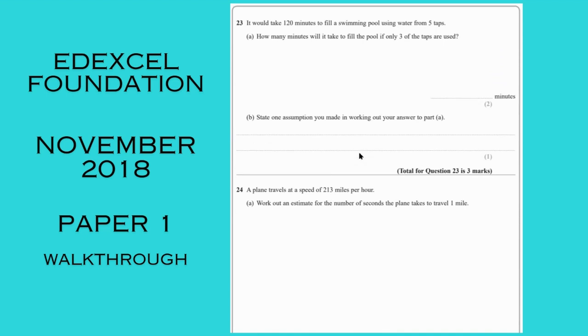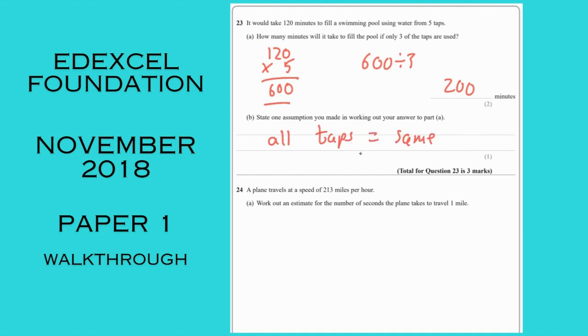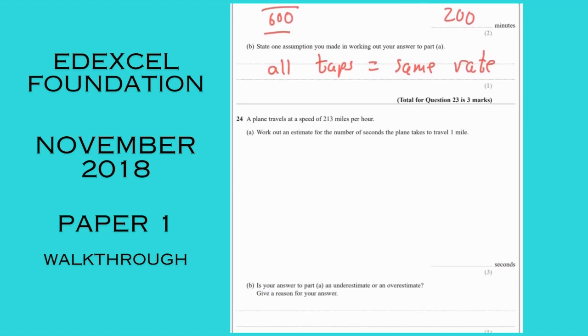Although this one is. So if you've got 5 taps working for 120 minutes, that's 600 minutes of work being done in total. Well, if there's only 3 working, they'll need to work for 200 minutes. State an assumption. We're assuming all the taps work at the same rate. That's the information we do not know.